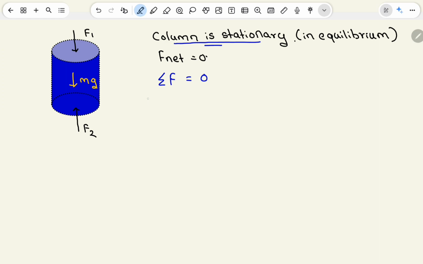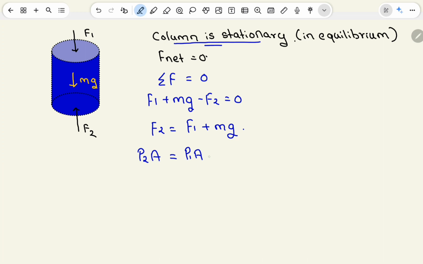Now let us consider downward forces as positive and upward forces as negative. Therefore, what we have is F1 plus mg minus F2 is equal to 0. From this, we can easily write down F2 is equal to F1 plus mg. Now in place of F2, I can write down P2 times A. In place of F1, I can write down P1 times A. And in place of mg, I can just repeat mg. So P2 times A is equal to P1A plus mg. We all know that mass is density times volume into G.